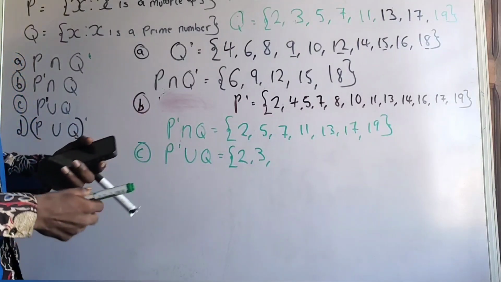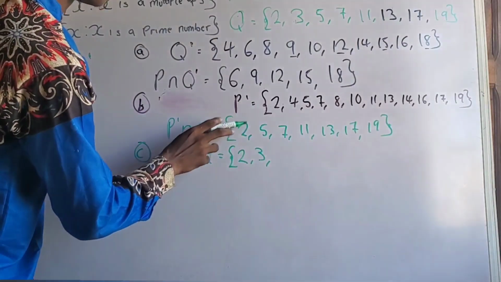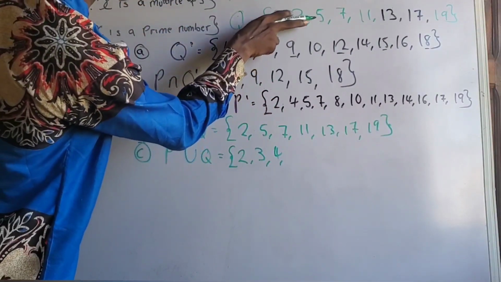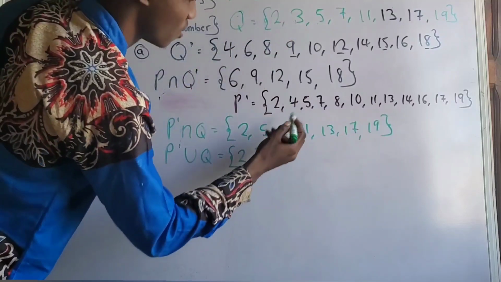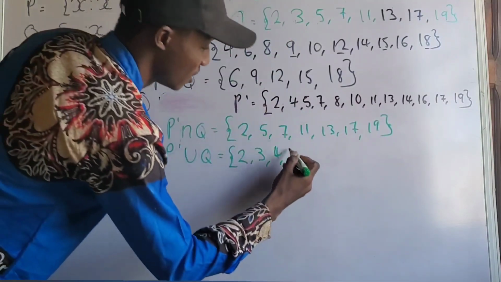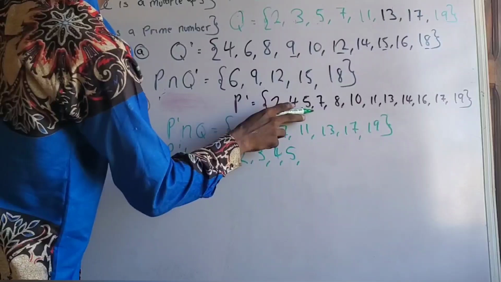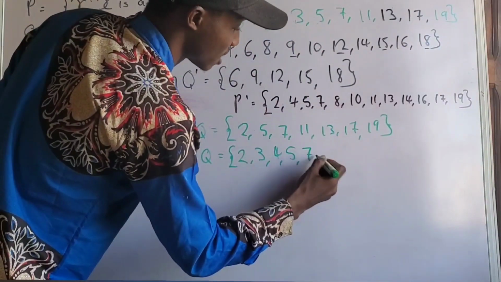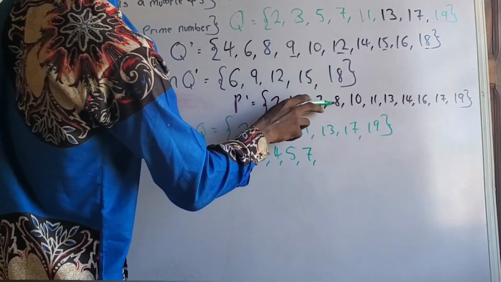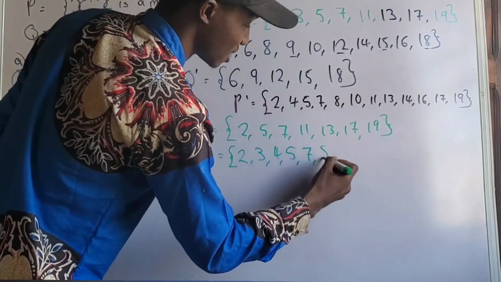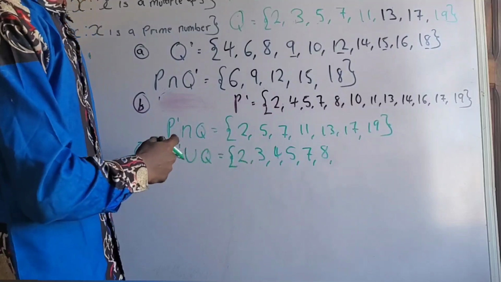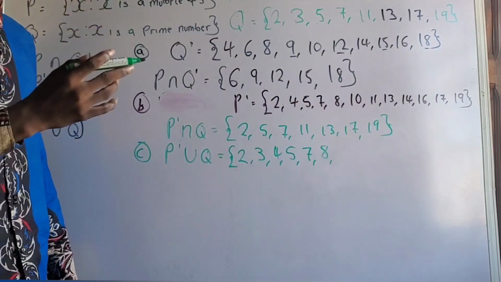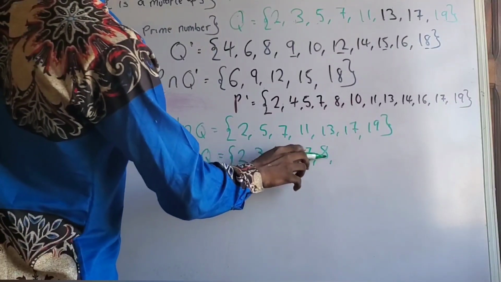Okay, so we have 3. After 3, we have 4 here, so let's include 4. After 4, do we have 5? Okay, 5 is present in Q, so 5 is also present here, so we are going to take one. So 5. After 5, do we have 6? There is no 6. Okay, we have 7 in both sets, so we just put one 7. We have 8 here, but 8 is not present here, so you put 8 as well. Okay, because union of a set simply means listing out all the elements that are present in both sets without repetition.